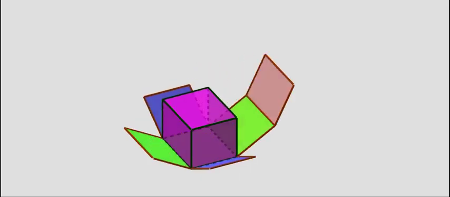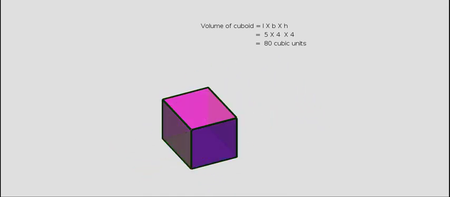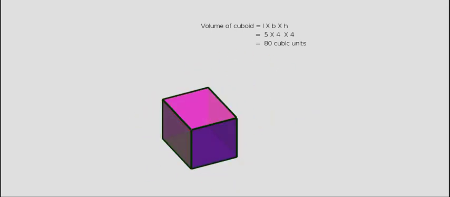To find the volume of a cuboid, we need to multiply the area of base with its height. That is, the volume of cuboid is equal to area of base into height. That is, L into B into H, cubic units. Volume also depends on L, B and H. You are observing as we are changing the value of L, B and H, the volume also changing.